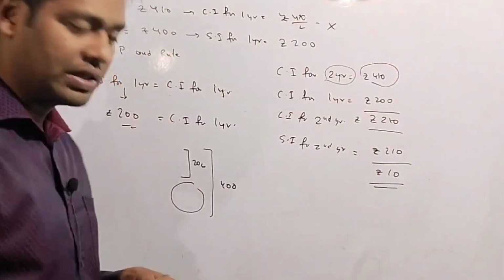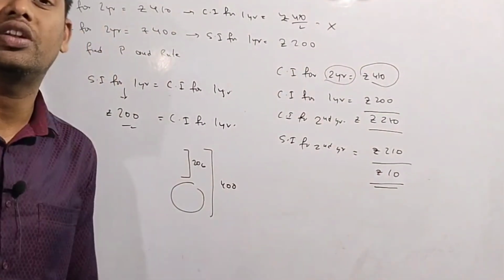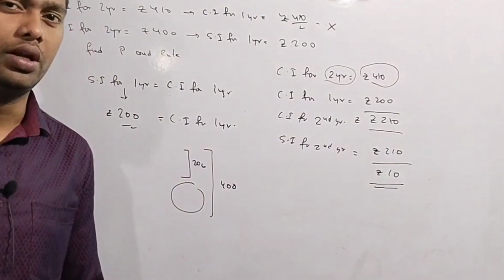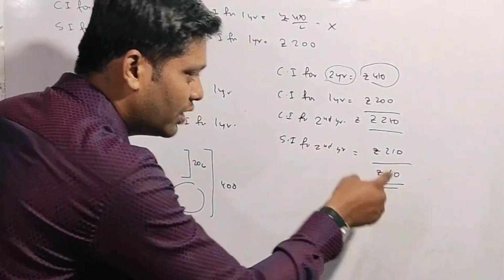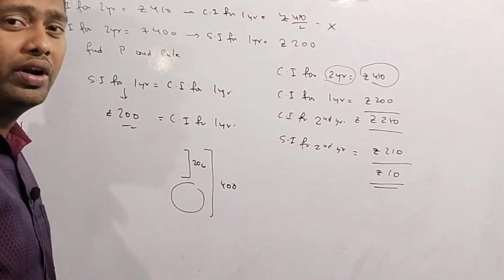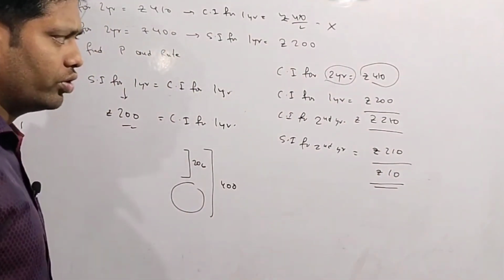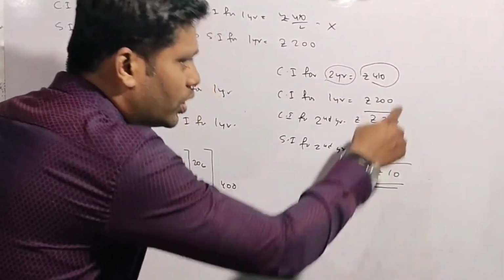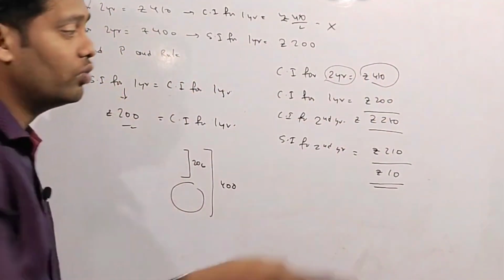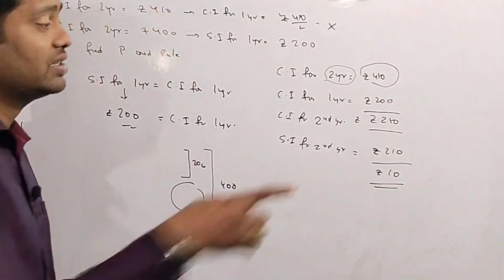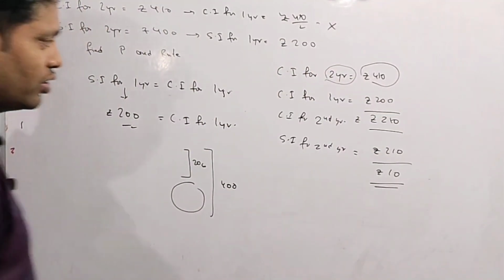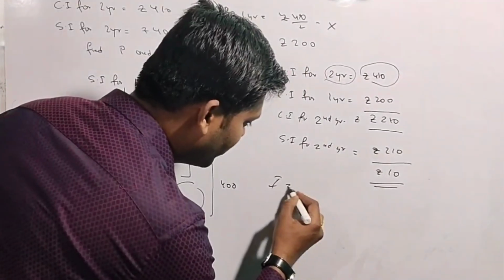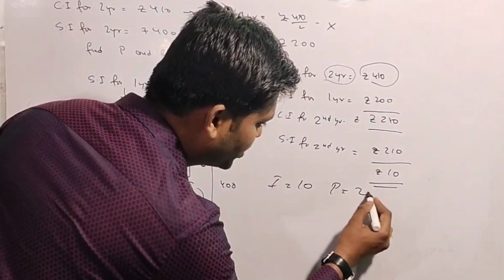The difference amount, or the extra amount over the simple interest, is there because compound interest is calculated as interest over the interest. So 10 rupees is the extra amount I am going to get if I do the calculation using compound interest rather than simple interest. Over 200 rupees, I am getting simple interest on the principal of 200. So I am getting an interest of rupees 10 on the principal of rupees 200.